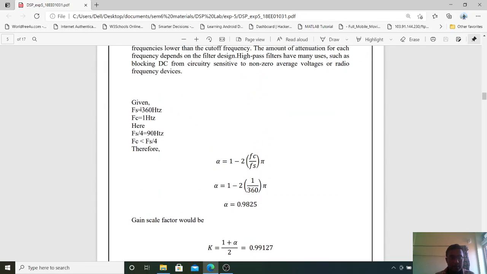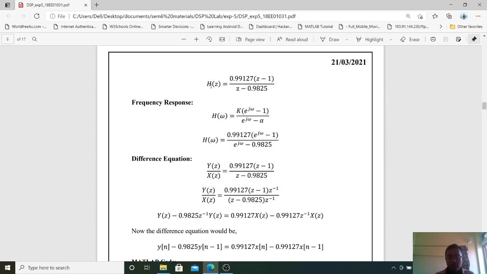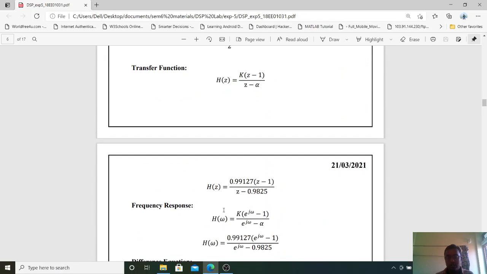Here also some specifications are given. The critical frequency is 1 Hz, along with fs and all other parameters. In this one the transfer function is H of z equal to k into (z minus 1) by (z minus alpha), with formulas for alpha and k. I have calculated alpha and k from the given specification, and after that I put them in these equations to get the transfer function.